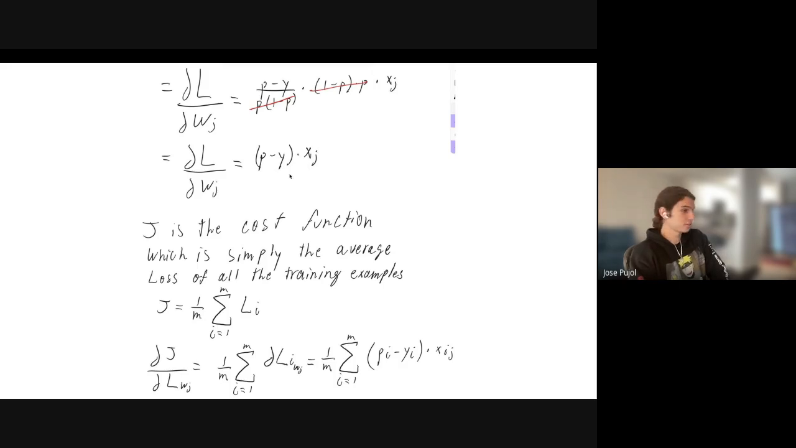Neat, very neat. J is the cost function, which is simply the average loss over all the training examples, so that looks like this. If you take the partial derivative of that with regard to the loss, it really just becomes the summation of this. I hope that makes sense.